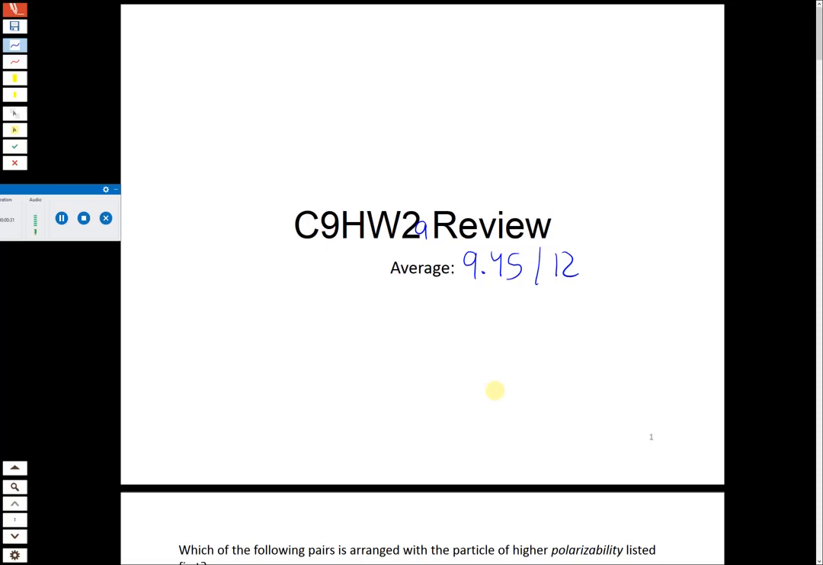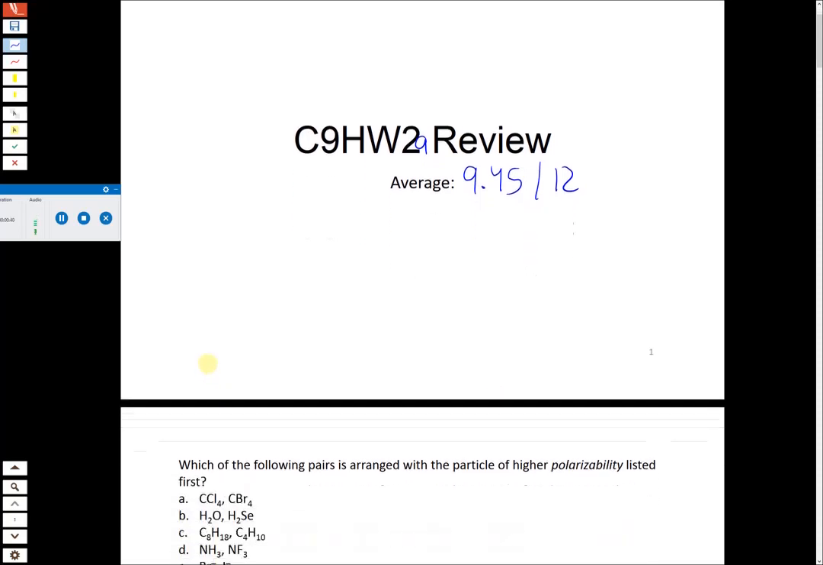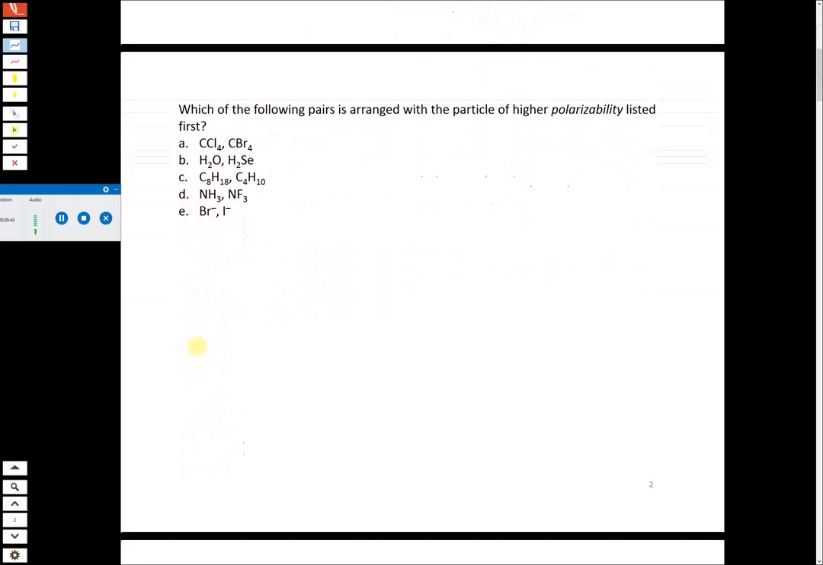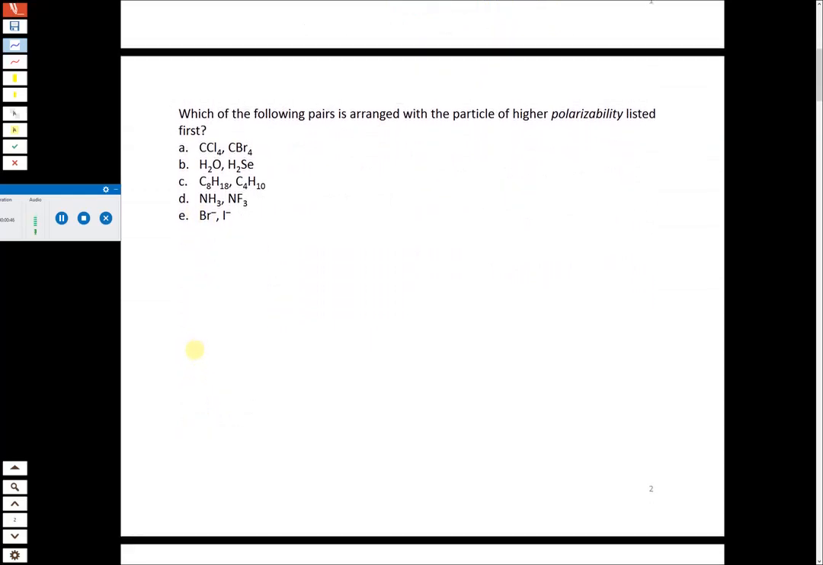All right, so we'll start with a few requests from students, move on to some of the ones that I identified in Blackboard as being ones we had difficulty with, and we will go through about 10 questions today or so. All right, so the first question, which came from a student, was which of the following pairs is arranged with a particle of higher polarizability listed first?